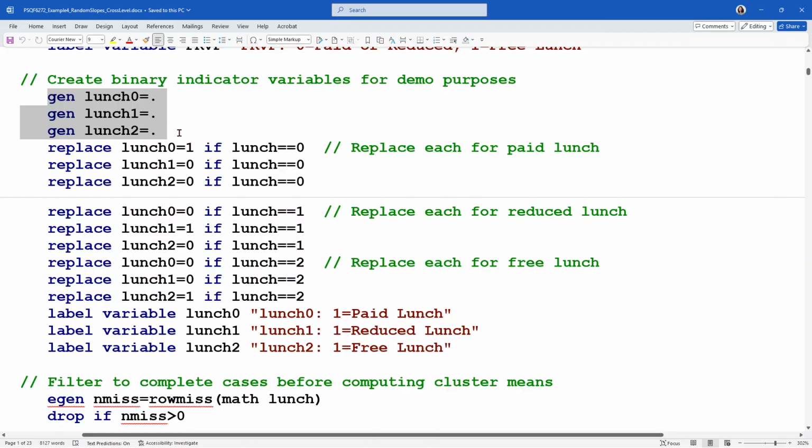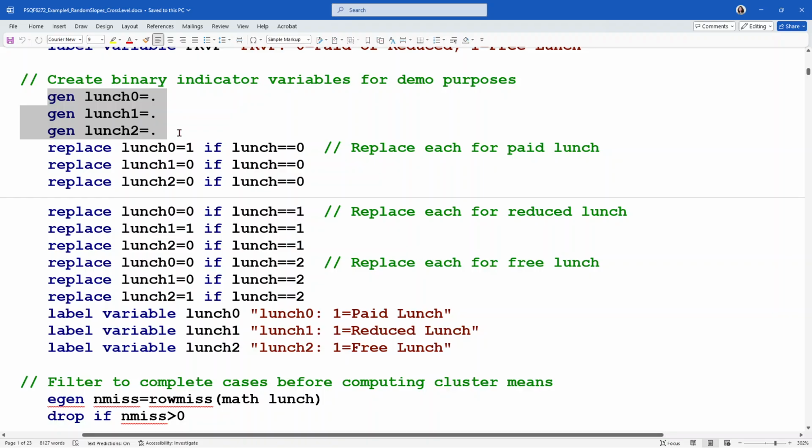In terms of the proportions, it looks like 70% of the kids on average here at the school level get paid lunch, 11% get reduced, and 19% get free. So in terms of centering the variables below, I'm going to recreate this in terms of school composition, these three numbers right here.